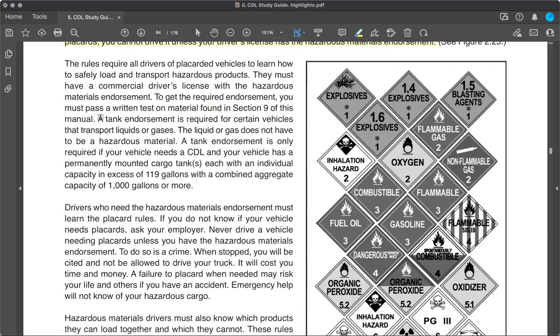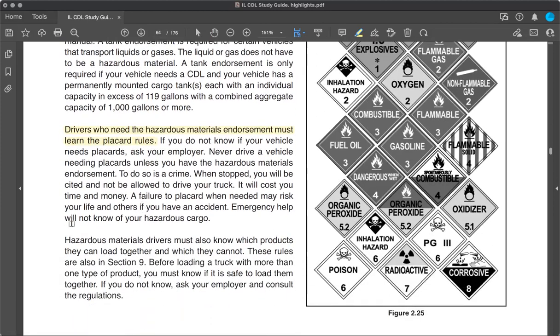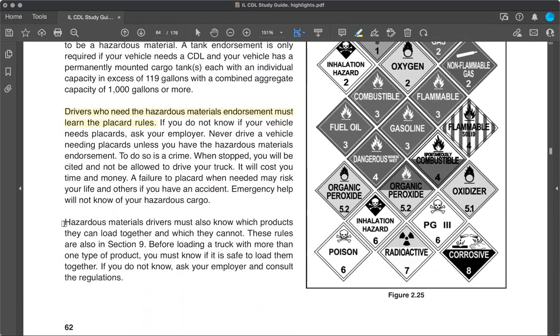Then if you jump down 2 paragraphs to the paragraph that starts with drivers who need, just make note of that. Drivers who need the hazmat or hazardous materials endorsement must learn all of the rules associated with transporting these chemicals. One thing you learn is outlined in the first sentence of the next paragraph: hazardous materials drivers must also know which products they can load together and which they cannot.